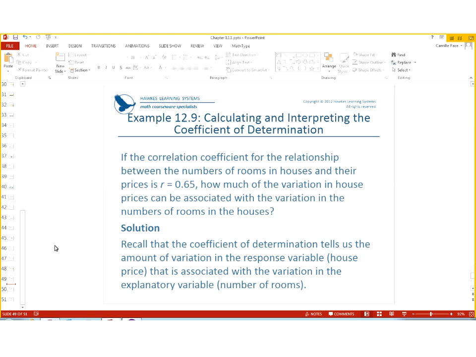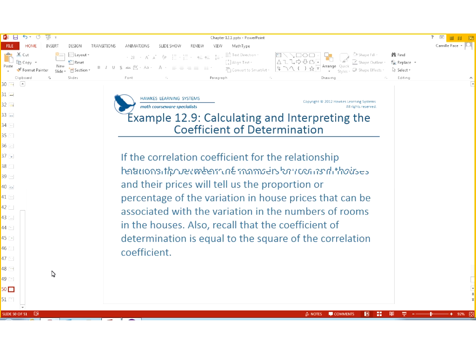If the correlation coefficient for the relationship between the number of rooms in a house and their price is r equals 0.65, how much of the variation in house prices can be associated with the variation in number of rooms in the houses? So think about this. When you're looking at a house that has 10 rooms compared to a house that has 15 rooms, you're going to expect the house with 15 rooms to be more expensive than the house with 10.